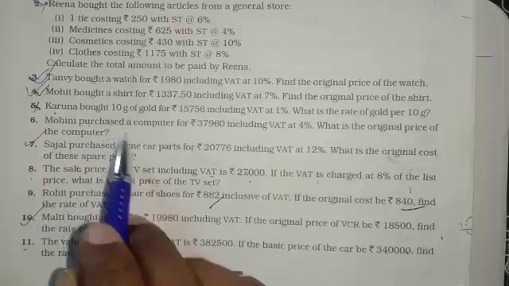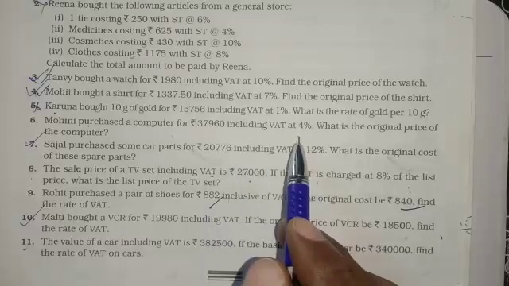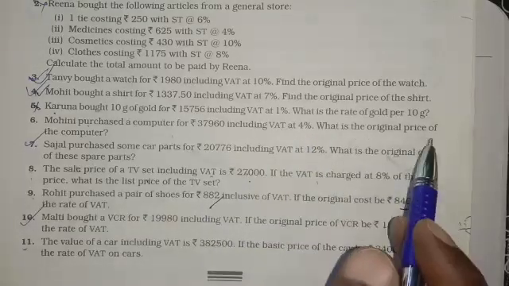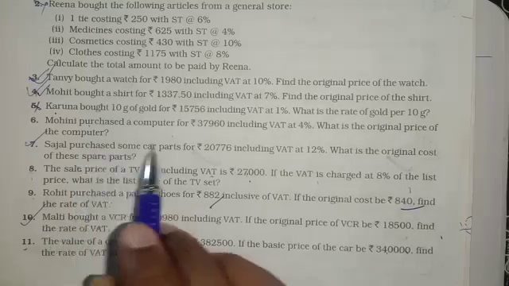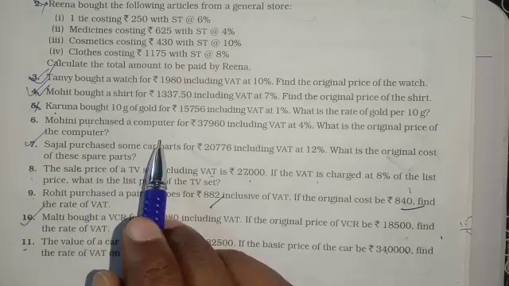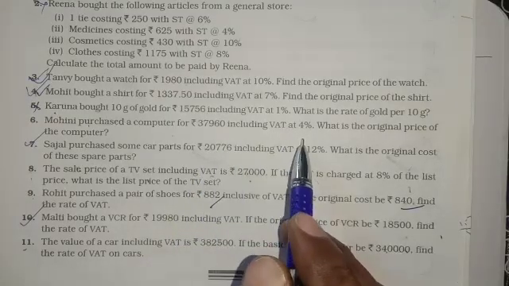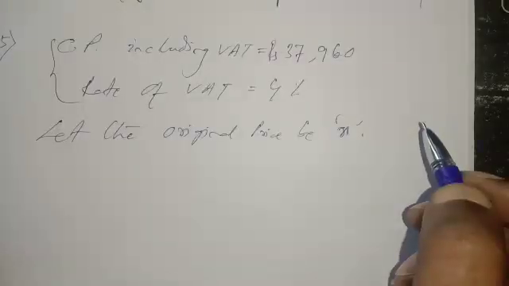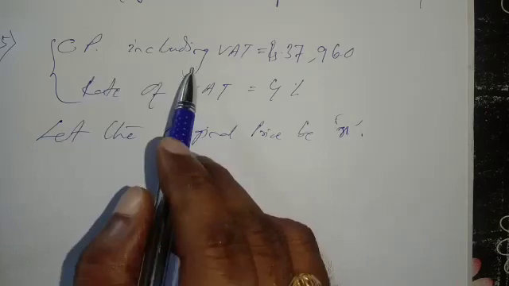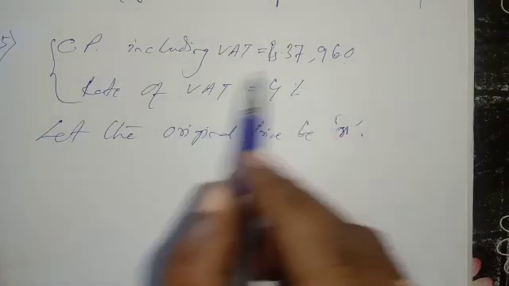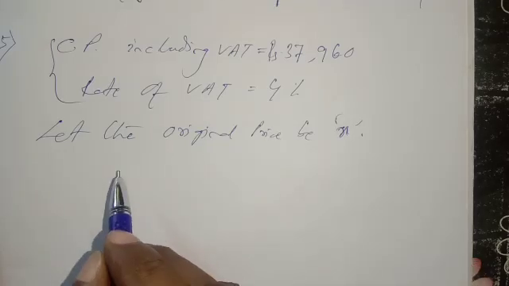Mohini purchased a computer for rupees 37,960 including VAT at 4%. So what is the original price of the computer? Let the original price of the computer be X. What is given in this question? Cost price including VAT given 37,960, rate of VAT given 4%. Okay, let's see how to solve. Let the original price of the computer be X.